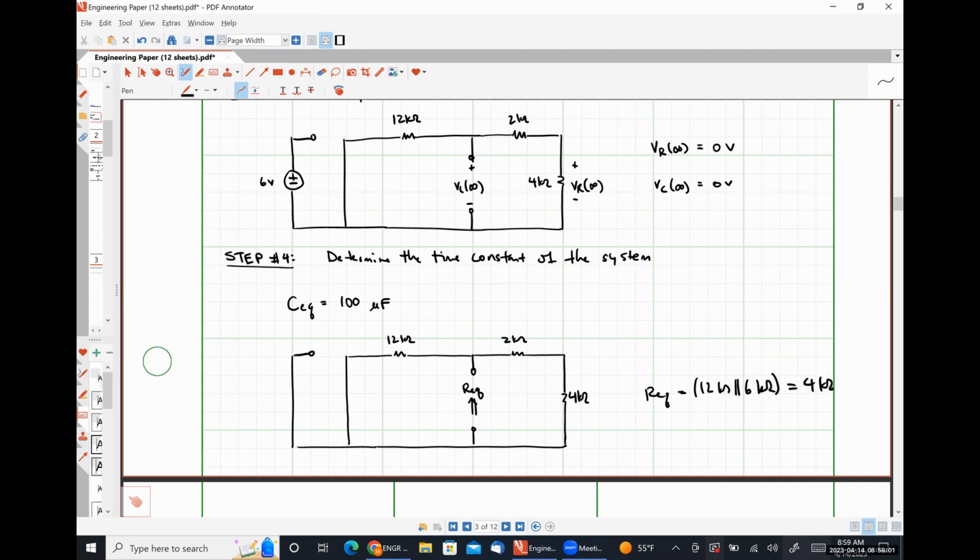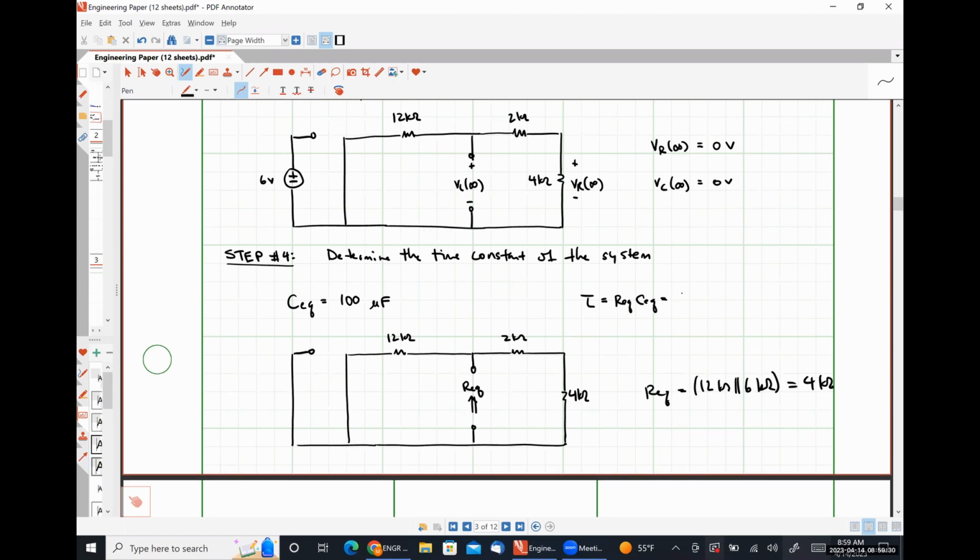Four kilohms. Putting these results together, our time constant is REQ times CEQ. So if I multiply 4,000 times 100 micro, so 100 times 10 to the minus 6, I get 0.4. What should the units be here?